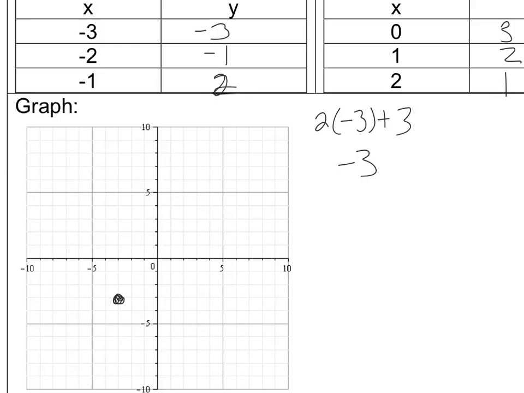Negative 2, negative 1. Negative 1, positive 2. And then remember 0. Positive 1. And then remember 0 and 3, open circle. Okay? And then the other one, now 0, 3. See how it is a point? So that's why you fill it in. And then 1, 2, 2, 1.